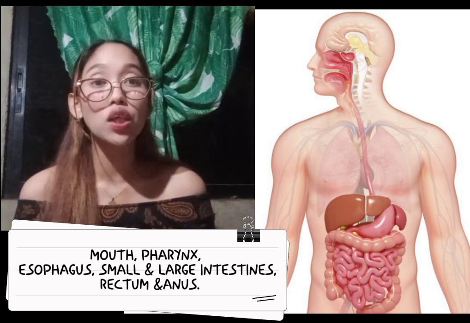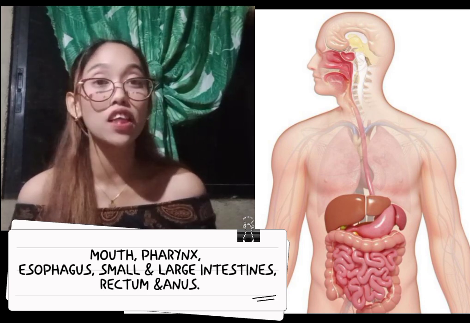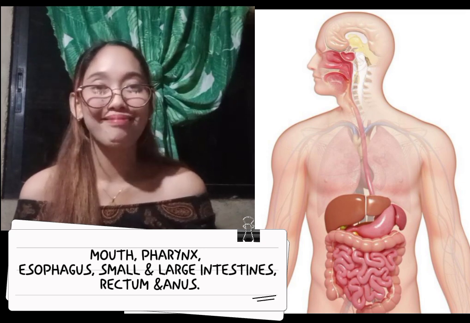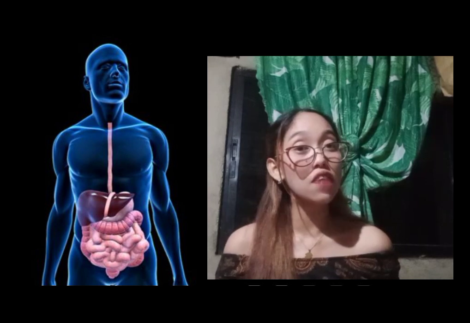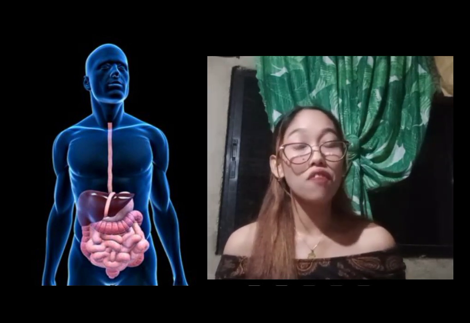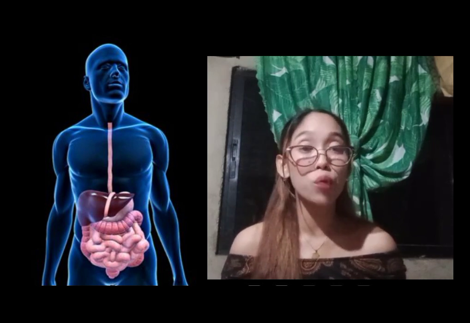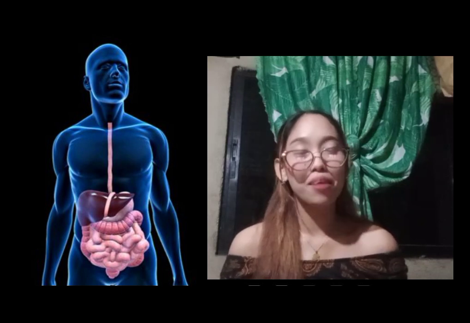But there are also accessories in the digestive system. But now we will focus on the main components of the human digestive system. So now let's discuss which part of this digestive system belongs to the mouth, the pharynx, the esophagus, stomach, and so on. And also, let's find out what the functions of these main components of our human digestive system are. Let's start with our mouth.